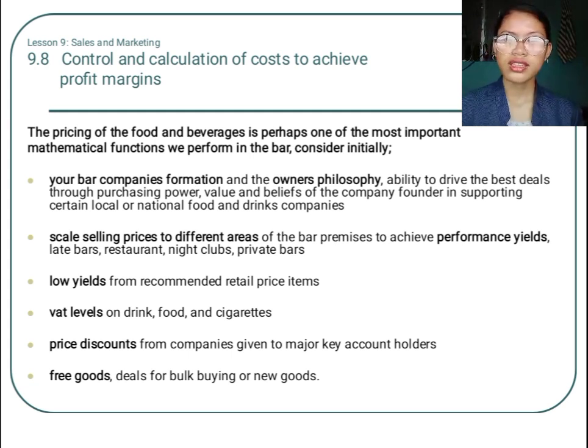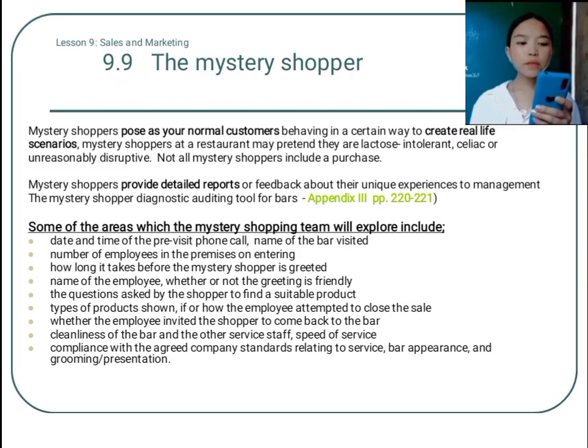Next is the low yields from recommended retail price items, the VAT levels on drinks, or the value added tax, the food and cigarettes price discounts, and also the discounts from companies given to major key account holders, free goods, deals for bulk buying or new goods. So, aray discounts if comprahon, and then also they give free goods to consumers. That's all. The mystery shopper.